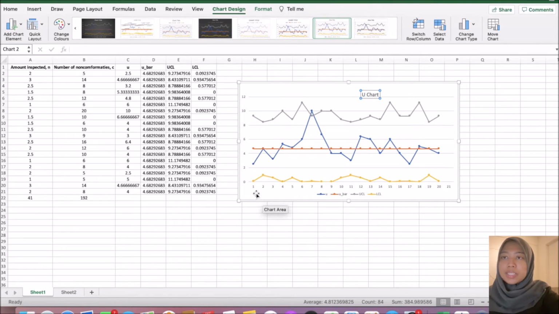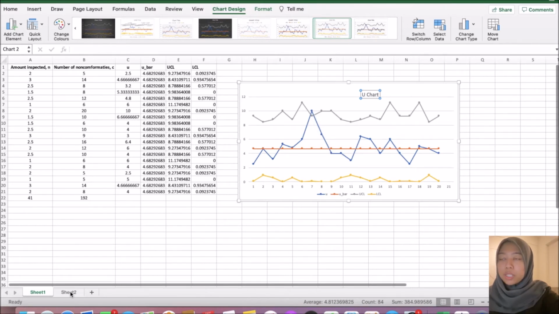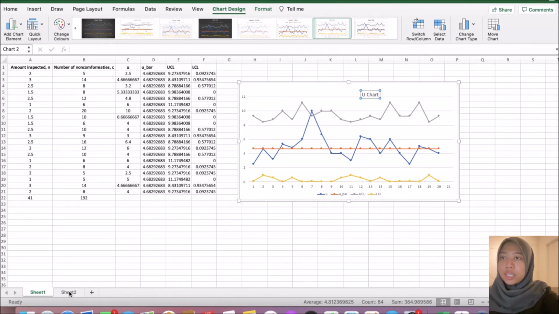And the next thing that we can see through this chart is that sample number 7 is out of the control limit. So basically this chart is out of control. So what we need to do is revise the chart. Okay, so we go to the next sheet to do the revised chart.